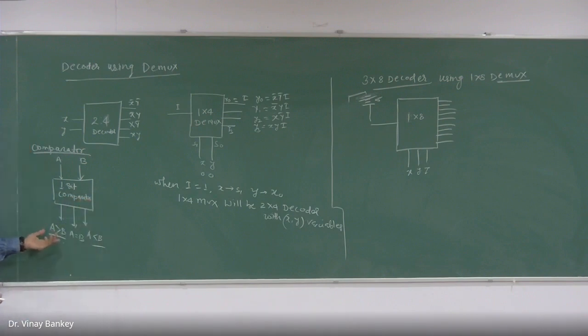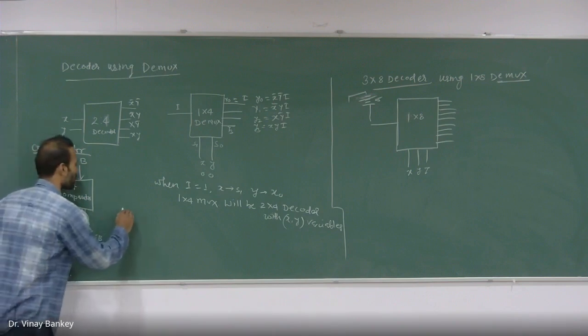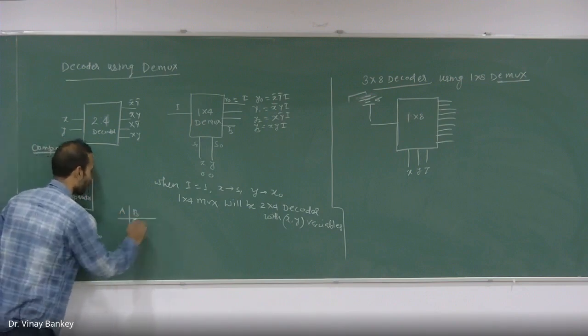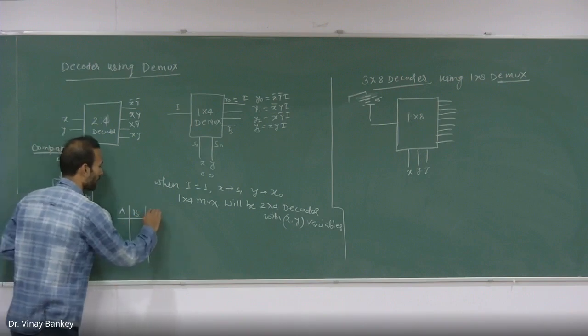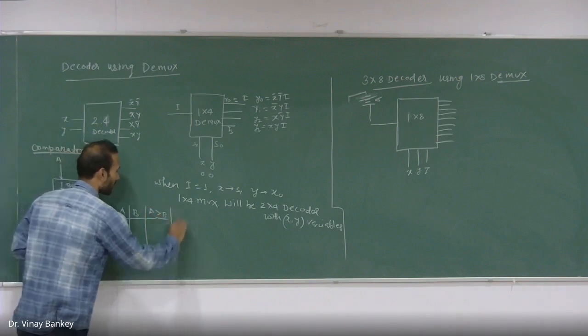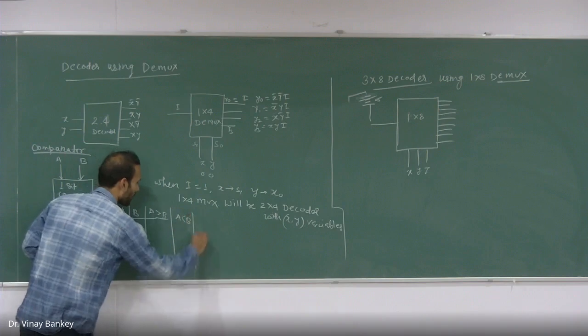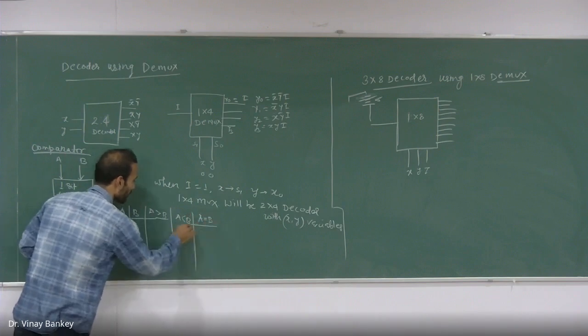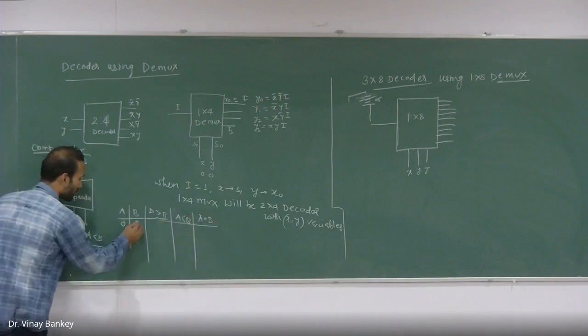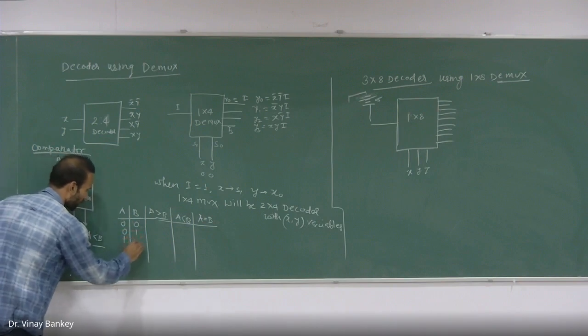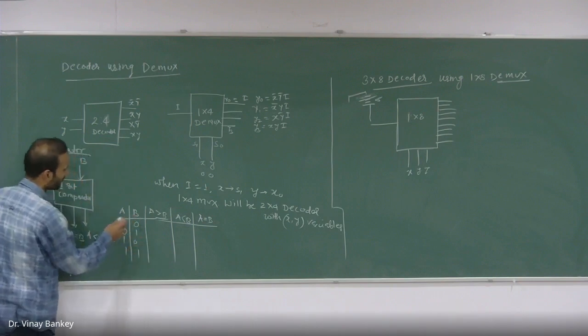Sometimes a few questions come from this comparator. That's why I chose to teach this here. But this is not in your syllabus. Okay, so there is nothing difficult. You just write A and B, and there will be 3 outputs: A greater than B, A less than B, and A equal to B. So for 2 bits there will be 4 combinations.